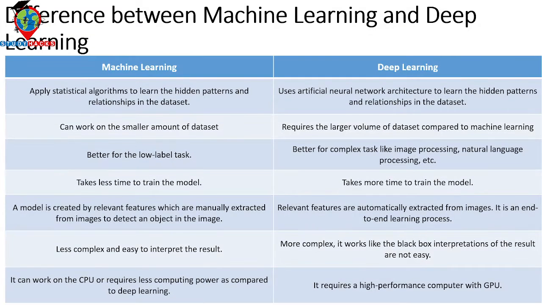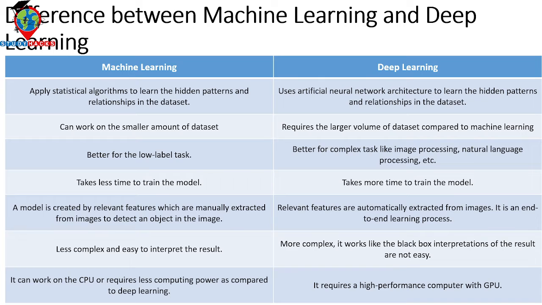Okay. So this time, we talk about the difference between machine learning and deep learning. Machine learning and deep learning are both subfields of artificial intelligence, but there are many similarities and differences between them. Here you can see the chart. Machine learning mainly applies statistical algorithms to learn the hidden pattern and relationship in the dataset. On the other hand, deep learning uses artificial neural network architecture to learn the hidden pattern and relationship in the dataset. Machine learning can work on a smaller amount of data, but deep learning requires a large volume of data compared to machine learning.